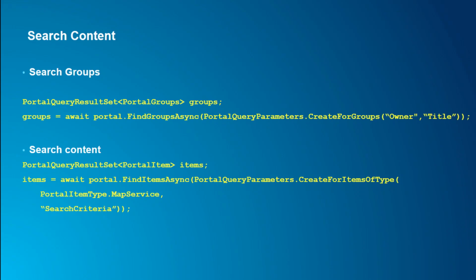There's a few different variations of find items. We can do find items async, which is the simplest one, but we can also do items with owner, items in group, items of type with owner, items of types, so we can have multiple types specified there rather than one, and we can also do items of type in groups. So there's a few different variations of how we can use this portal query parameters to get various different types of content.